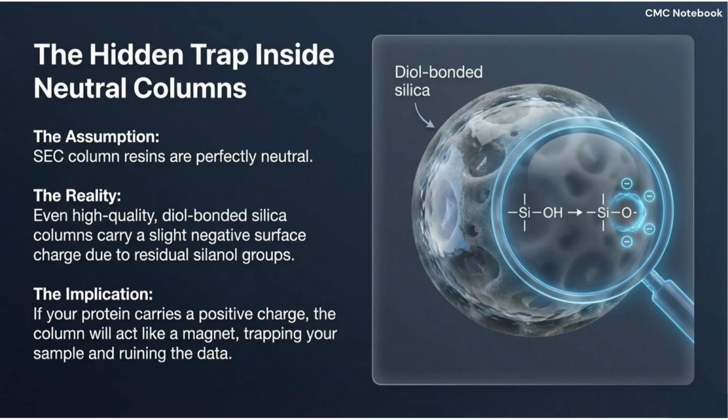It's a common mistake to assume SEC columns are perfectly neutral. In reality, even high-quality silica columns have a slight negative surface charge due to residual silanol groups. If your protein is positively charged, the column acts like a magnet, trapping your sample and destroying the run.